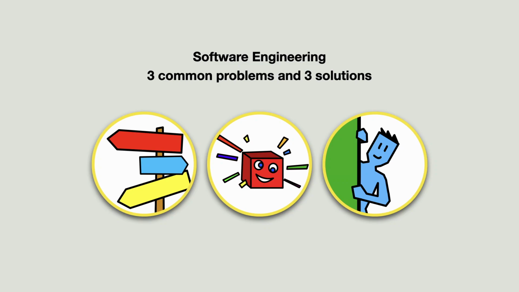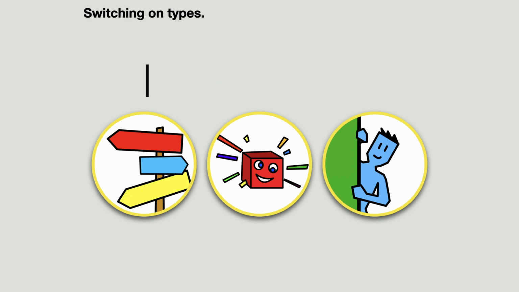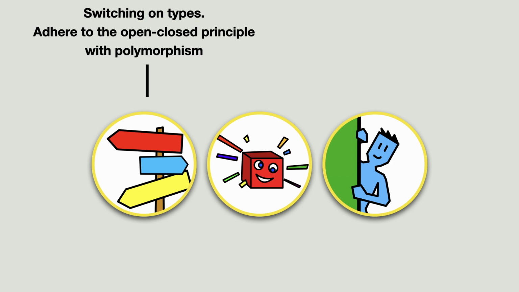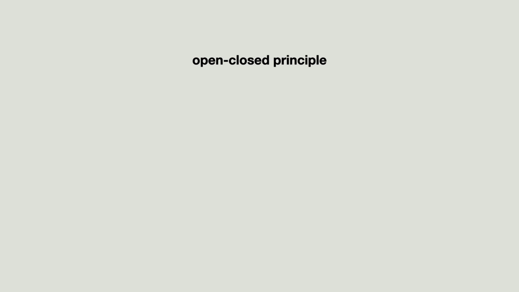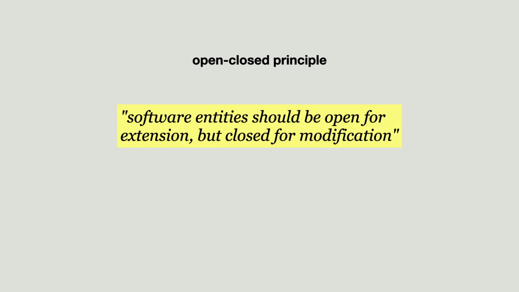This video is part of my software engineering series, 3 common problems and 3 solutions. In this part you will see the first problem, switching on types, and the solution, adhere to the open-close principle with polymorphism. The open-close principle says software entities should be open for extension but closed for modification. Software entities can be anything from modules, classes to functions, and in this example I will work with functions.